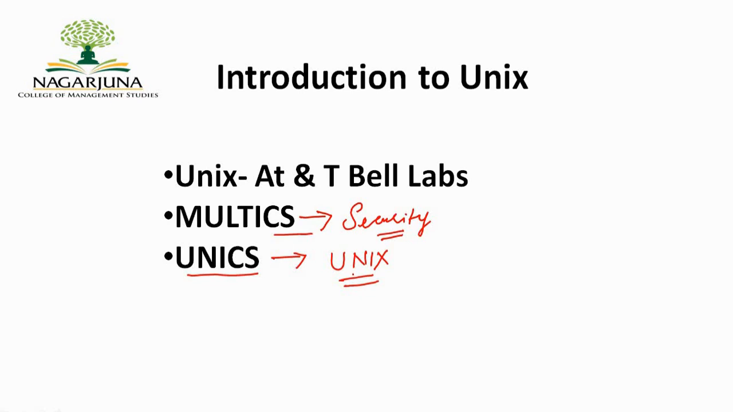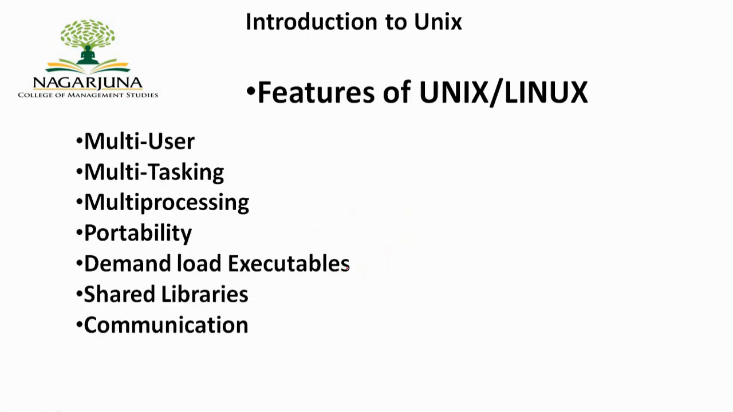Whenever I say an operating system, every operating system will have a set of features. Unix is a stable, multi-user and multitasking operating system which supports several servers, desktops and laptops as well. The Unix system also has a graphical user interface.